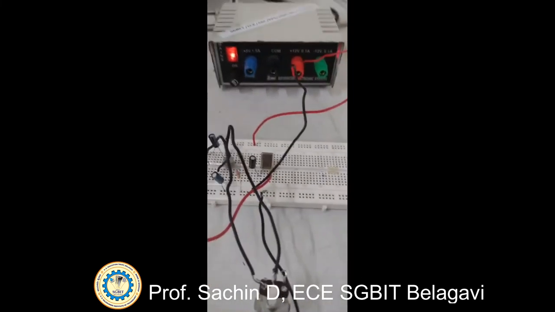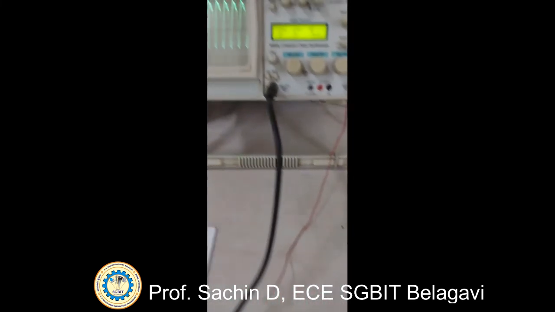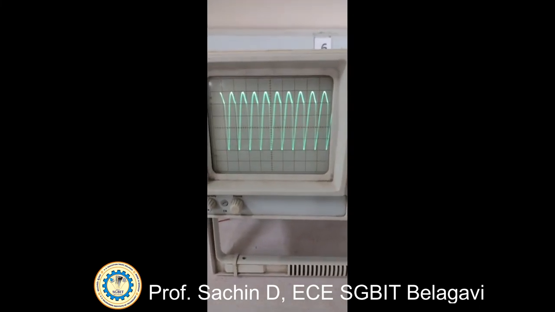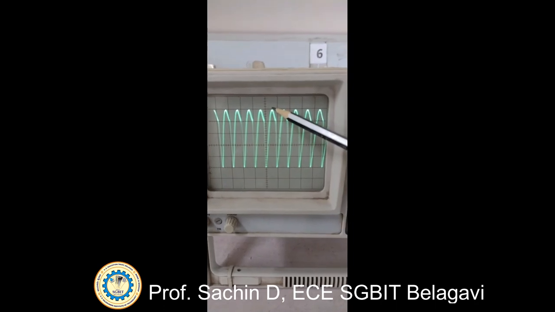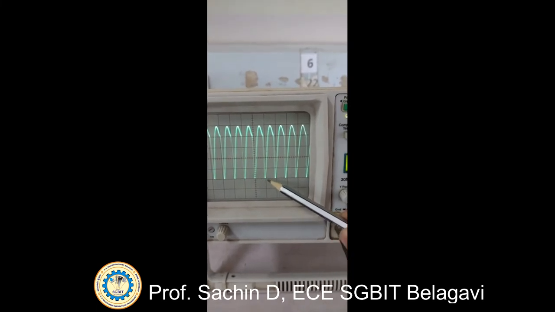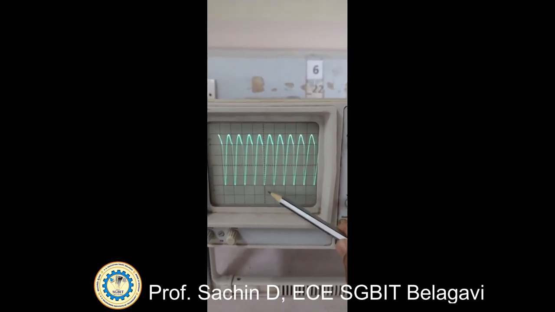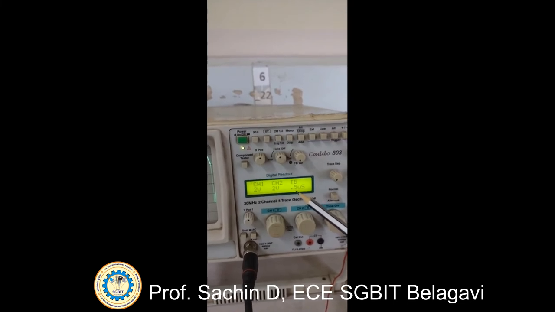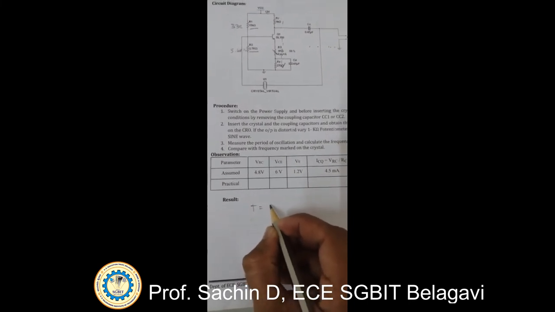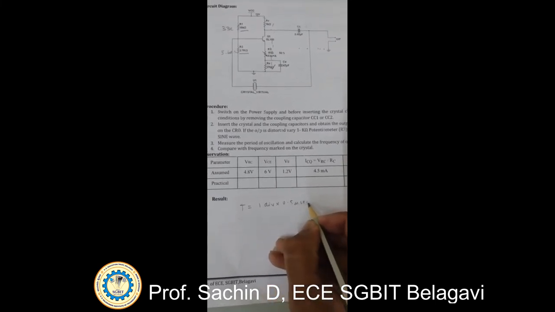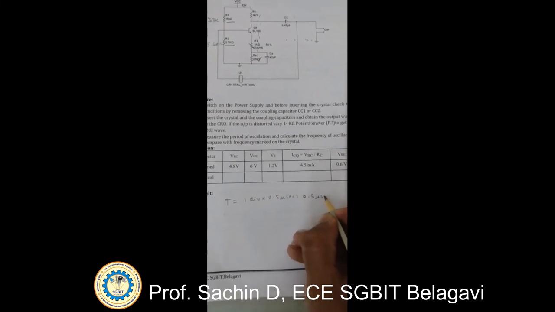The supply voltage is fixed at 12 volt. Here you can see our output signal. In this output signal we need to calculate the frequency. We can go either crest to crest or trough to trough. If you check trough to trough, how many divisions does it cover? One division. From here to here, one cycle is covering one division. So one division into 0.5 microsecond gives a time period T of 0.5 microsecond.